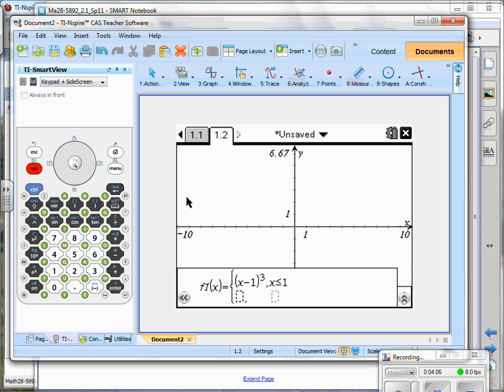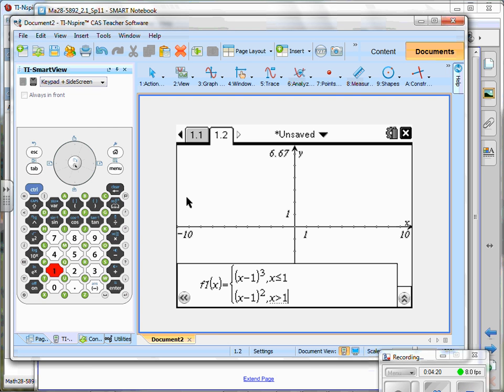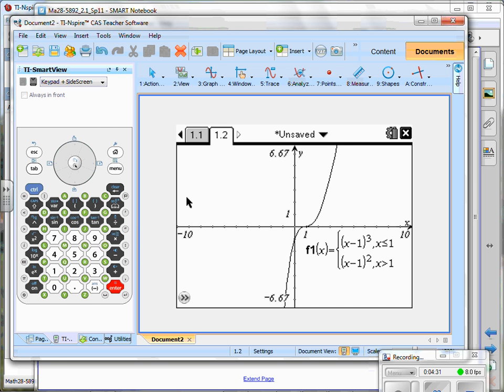Same thing, but squared. Okay, so we'll put x minus 1, and we will square that. And the domain to use for that piece is x greater than 1. I'll give you a moment to find all those. Doing okay? Okay. And we'll press enter, and there's our function.